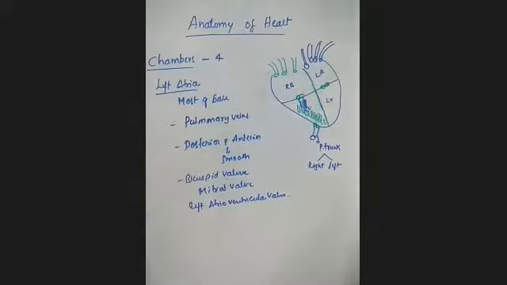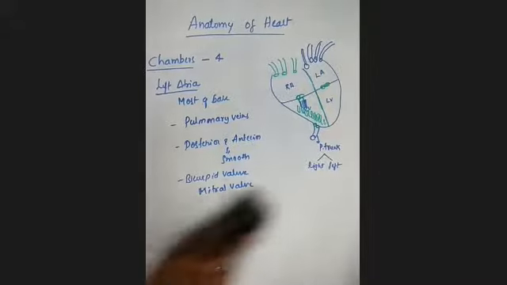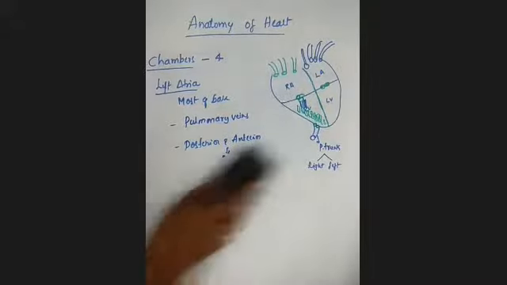So this is about the left atrium. What is this left atrium? It forms most of the base of the heart and receives blood from four different veins, the pulmonary veins. Both the posterior and anterior surfaces are smooth. The left atrium sends blood to the left ventricle with the help of one valve, the bicuspid valve, also known as the mitral valve or the left atrioventricular valve. Next we'll see about the left ventricle.